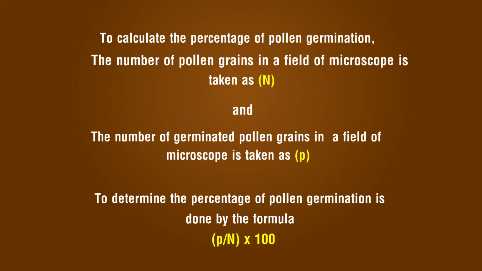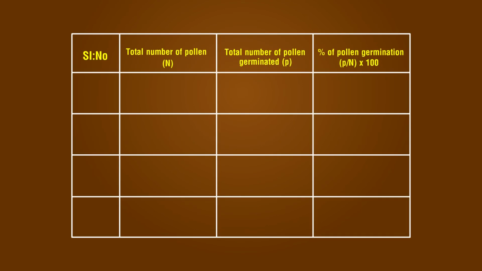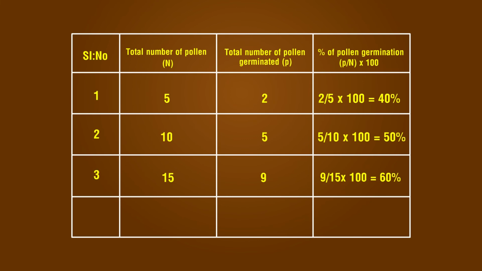In the current microscopic field, here 2 pollen grains are germinated from a total of 5. Tabulate your observations and calculate the percentage of pollen germination. Repeat the process in 3 to 5 different microscopic fields.